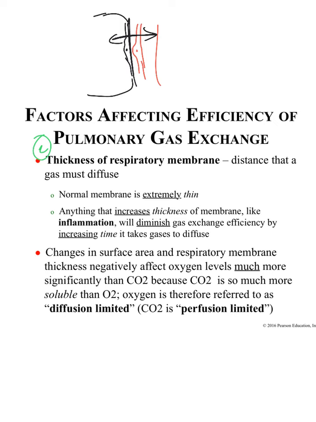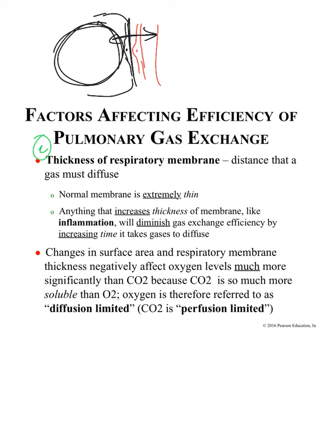So inflammation, an increased amount of mucus, all of these things are going to increase the thickness of the membrane, and that increases the amount of time that it would take for the gases to diffuse. Now, if you have so much mucus that the alveoli are totally filled, then, as I mentioned previously, you're removing surface area.